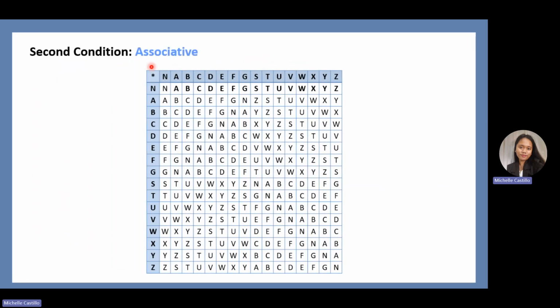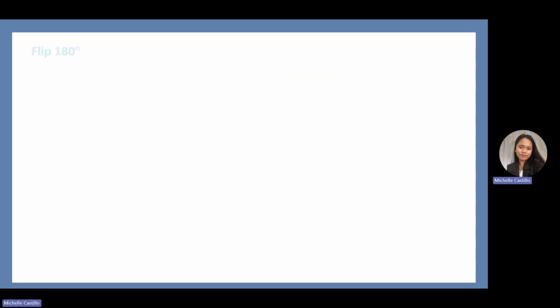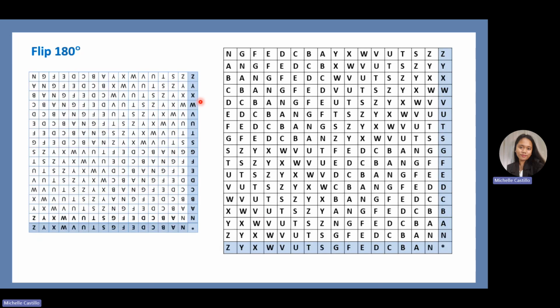For our second condition, associative, to confirm that this table is associative, let's flip the table by 180 degrees. The flipped table must be the same as the arrangement of the resulting elements in the original table. So let's flip it by 180 degrees. As you can notice, this table is not yet the same as the original one. Thus, we have to rearrange the columns.